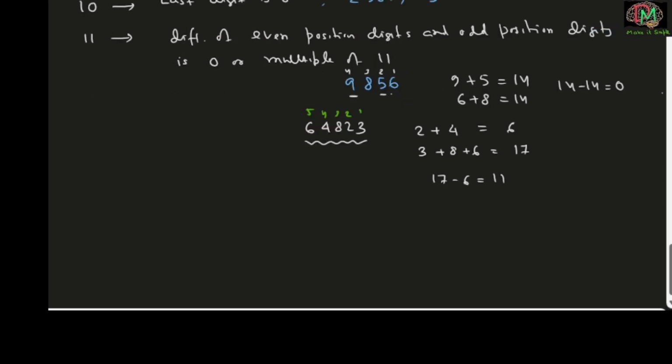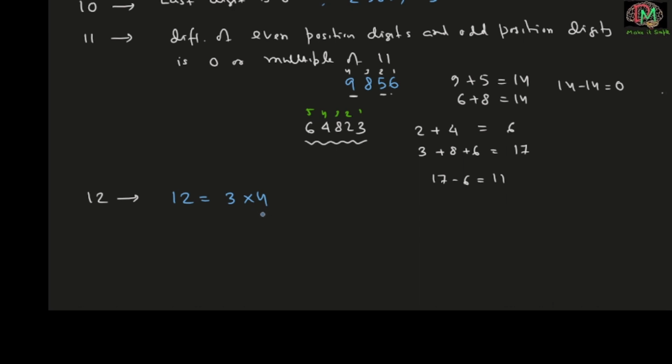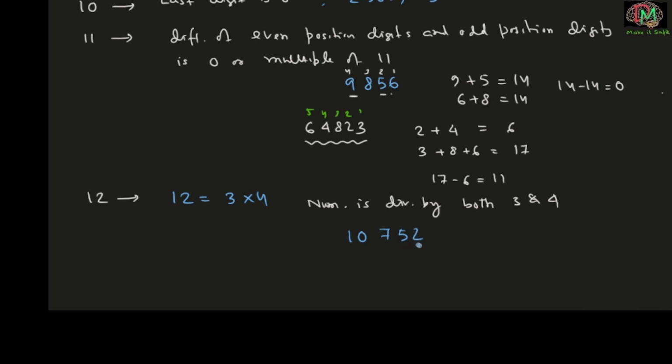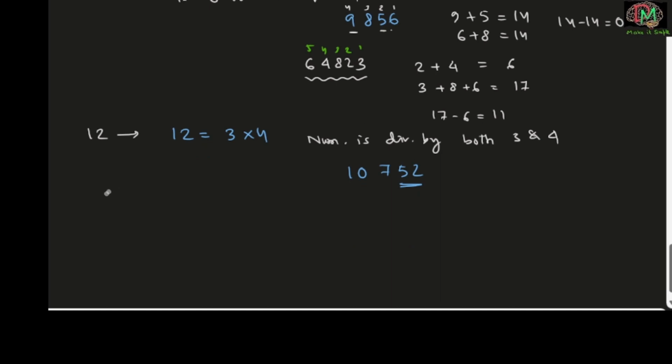Next we learn the divisibility rule of 12. Again, prime factorize into co-prime numbers: 12 can be written as 3 and 4. So you have to check if the number is divisible by 3 and 4. Then you can say the number is divisible by 12. You can verify with this example, 10752. This number is divisible by both 3 and 4.